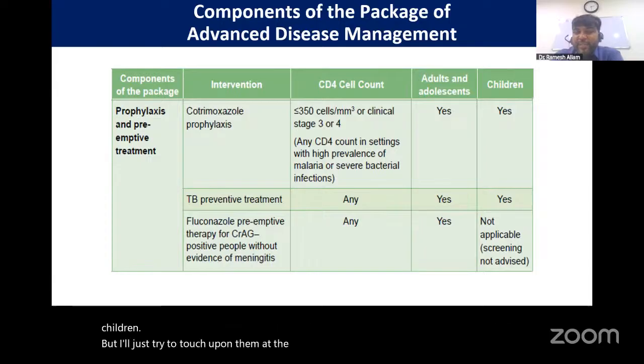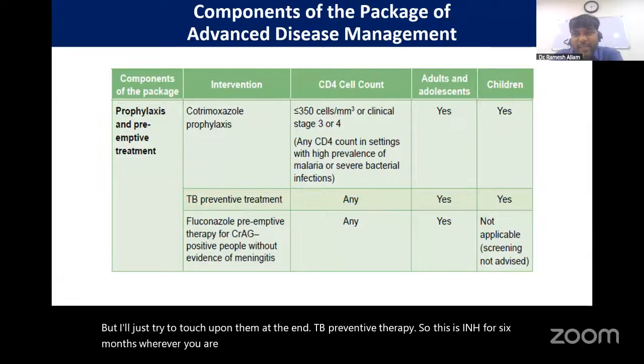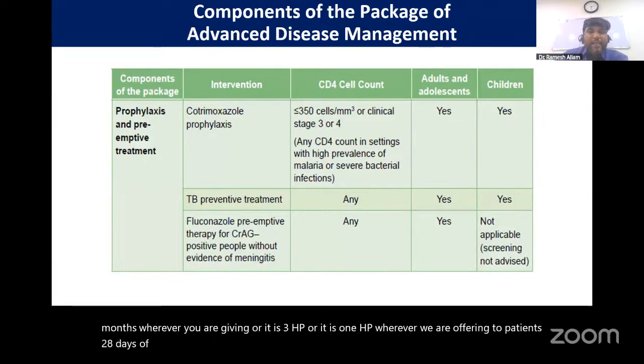TB preventive therapy. So this is INH for 6 months wherever you are giving, or it is 3HP, or 1HP wherever we are offering to patients. 28 days of INH.